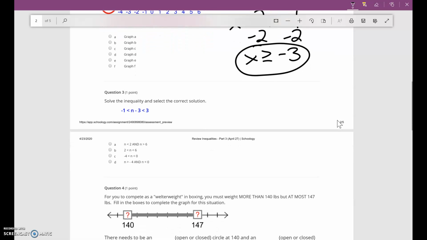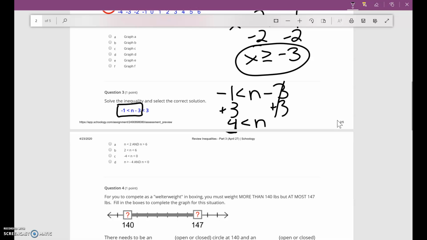All right, this one, solve the inequality and select the correct solution. So remember, now this is a compound. We're going to split this up. So let's do that part first. So negative 1 is less than n minus 3. So I'm going to add 3 to both sides. I get 4. Oops, apparently I can't write in the middle of the page. 4 is less than n.